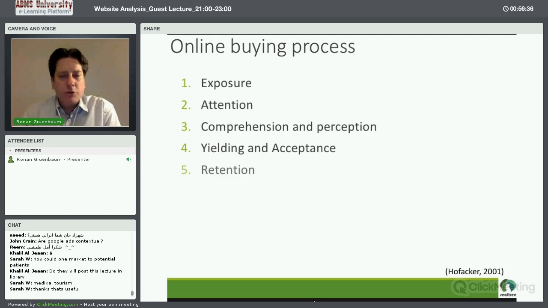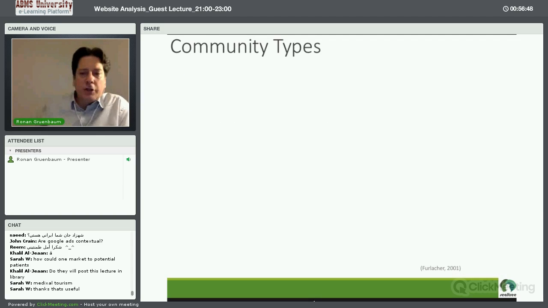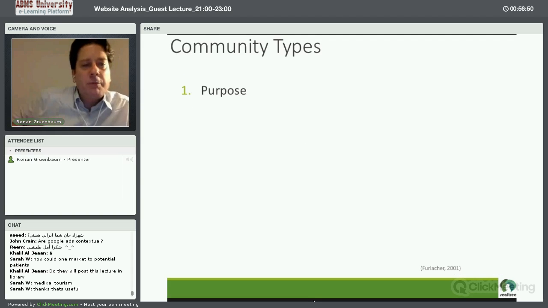So how can you segment or divide an audience by community? Well, we have different types of community. For example, you can have a purpose, for example, to raise awareness of bowel cancer, or to change a government, or sharing knowledge within an organization. That's the purpose, a community with a purpose.